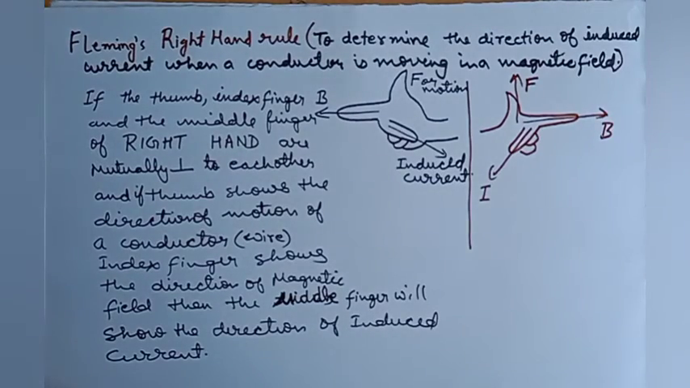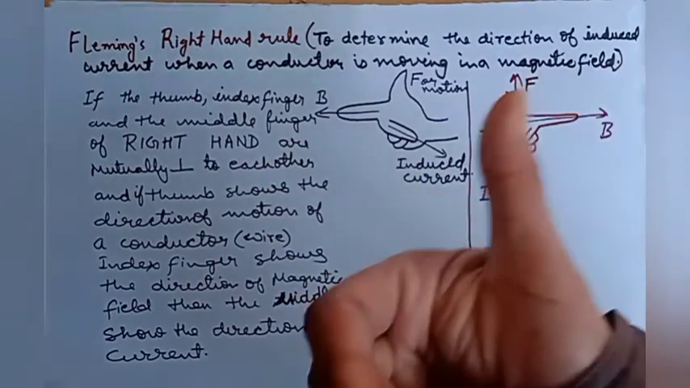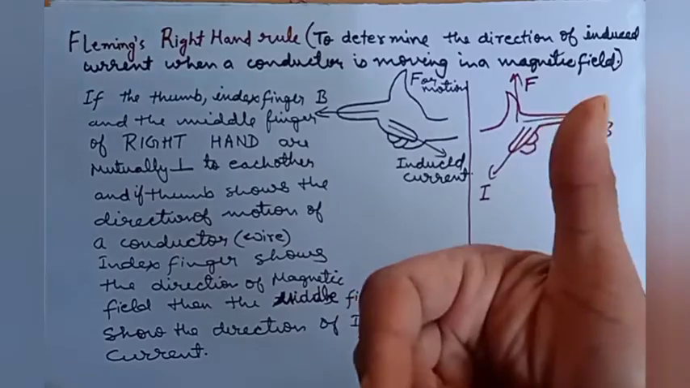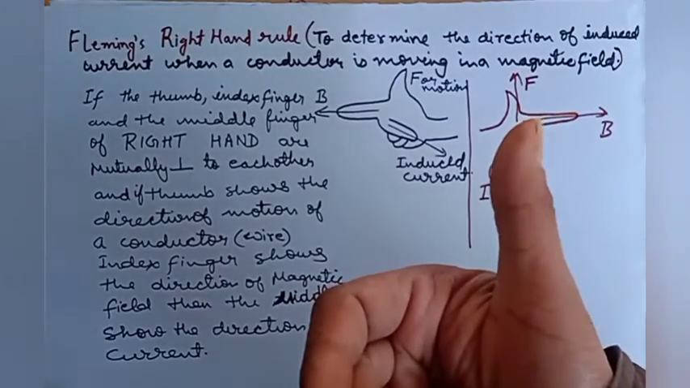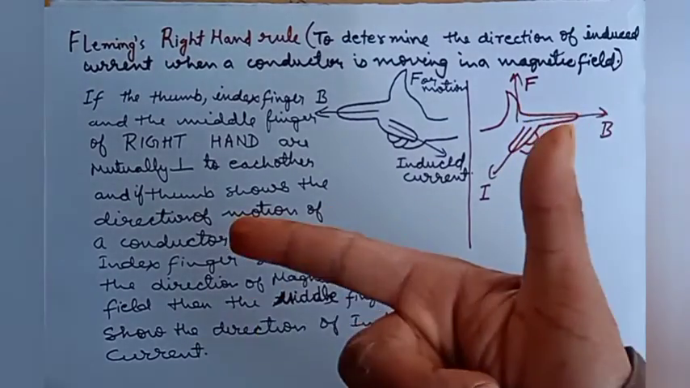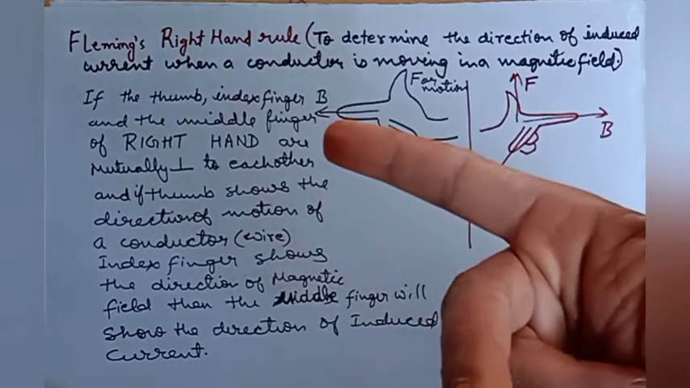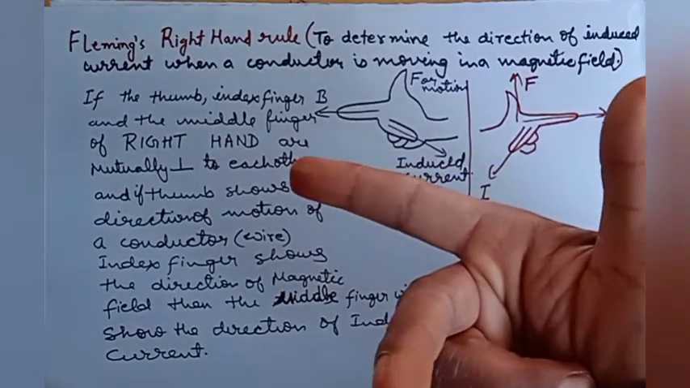So if the thumb, index finger and middle finger of the right hand are mutually perpendicular to each other like this, and if the thumb shows the direction of motion of the conductor, a wire simply, or the force acting on that conductor or wire, the index finger shows the direction of the magnetic field, then the middle finger will show the direction of induced current.